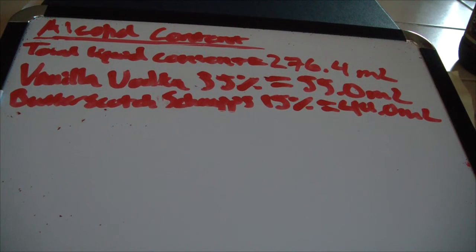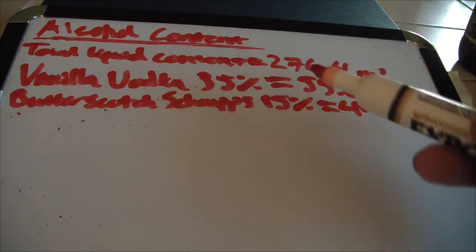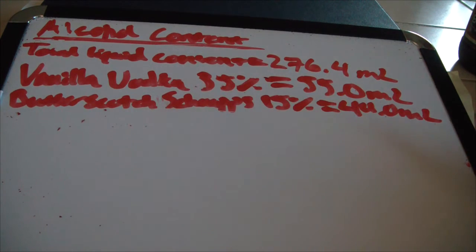To find the alcohol content of the drink, we first need to know the alcohol content in alcohol we added. We know that we had 1 shot of vanilla vodka plus the 1/4 shot for the cream. That gives us 55.0 milliliters. And we have 1 shot of butterscotch schnapps, which is 44.0 milliliters. The vodka is 35% and the butterscotch is 15%.